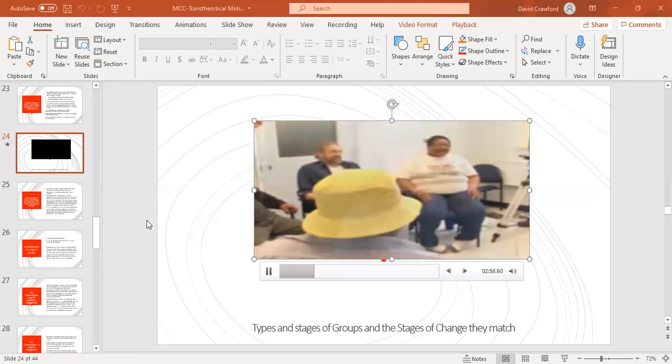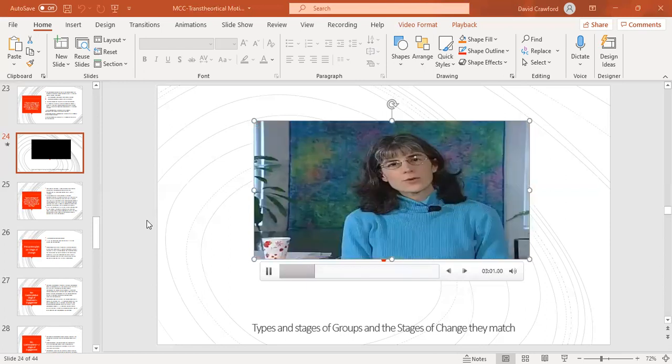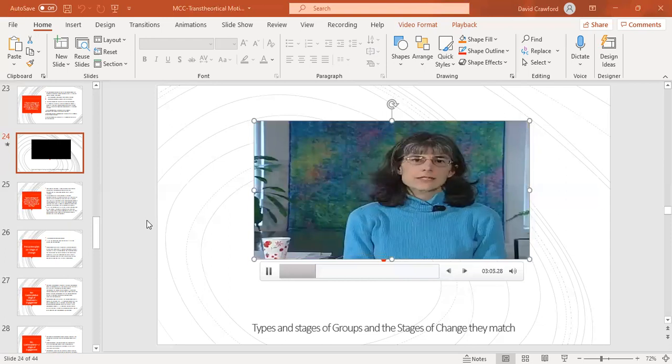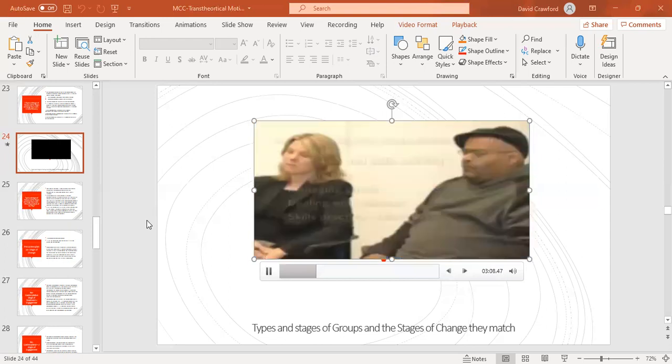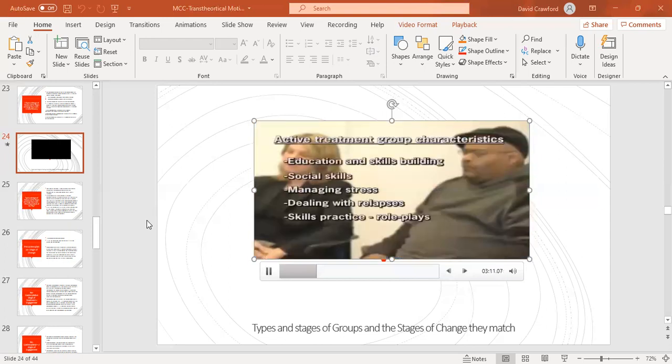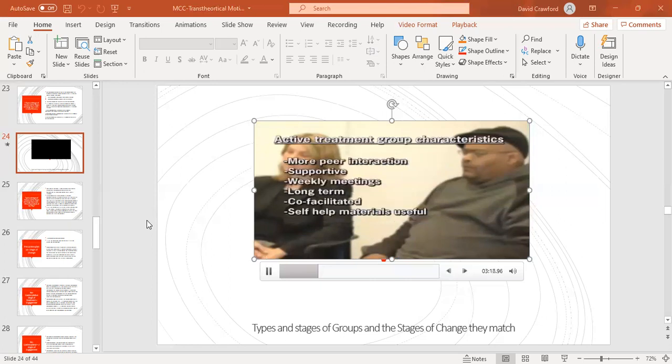Active treatment groups are for clients who are trying to cut down or stop using substances. Group leaders expect these clients to be more motivated and to attend the group regularly. These groups focus on education and skills building. The leaders use cognitive behavioral techniques to help clients cope with the cues or triggers to use without using. Leaders of active treatment groups encourage more peer interaction than in the engagement groups. They are very supportive, and the leaders actively work to avoid confrontation of group members.